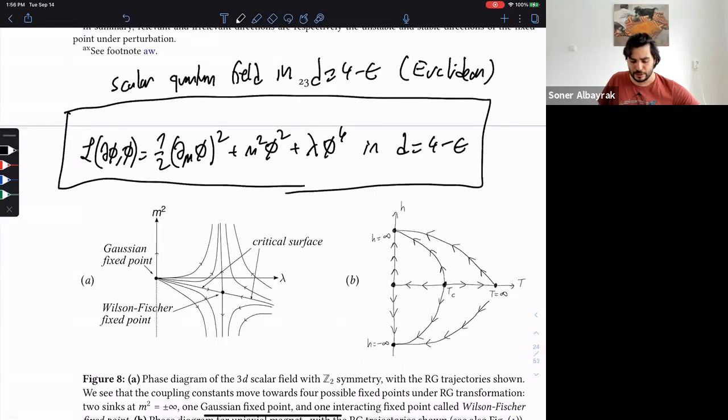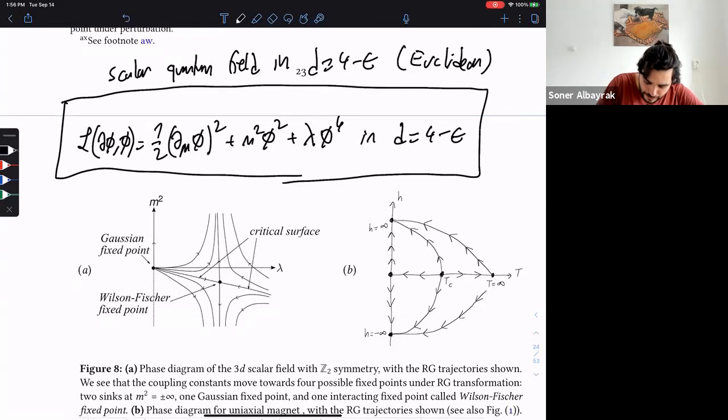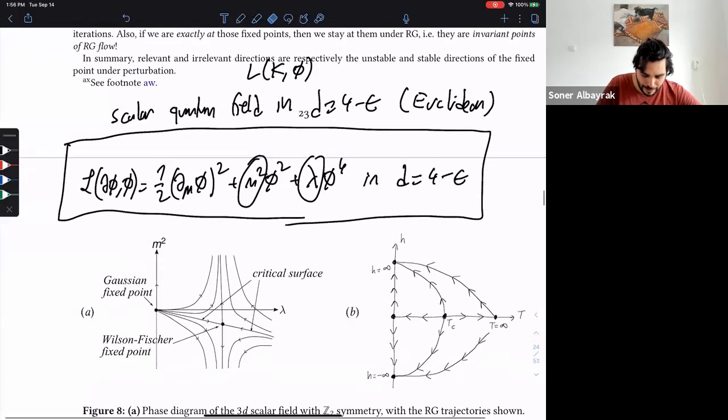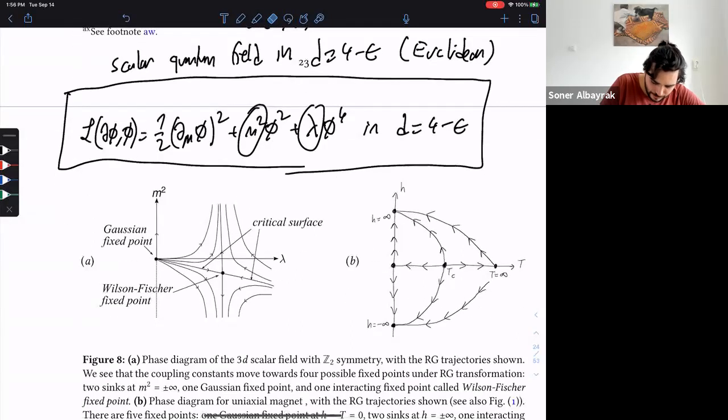So this theory, for example, has the coupling constants m² and λ. Earlier I was writing the function as k and φ, so here k is either m² or λ. That means this m² is a function of this regularization scale, the coarse graining scale. So if you take any point here, let me take this point, it has some m² value and λ value.